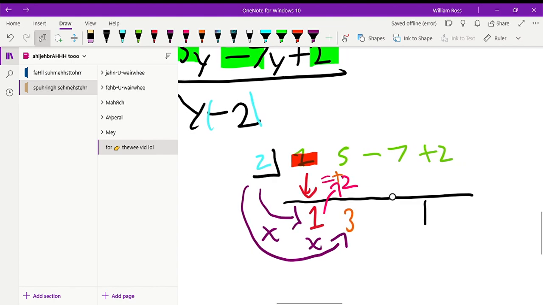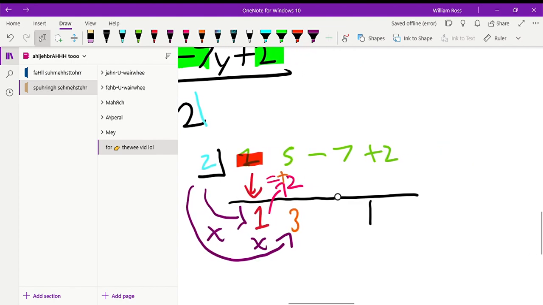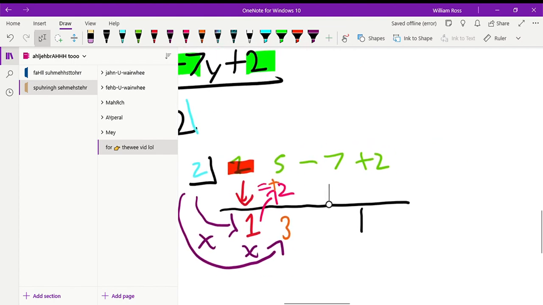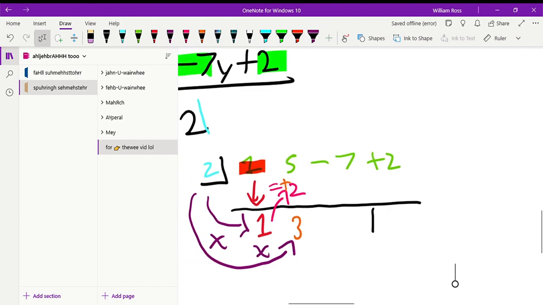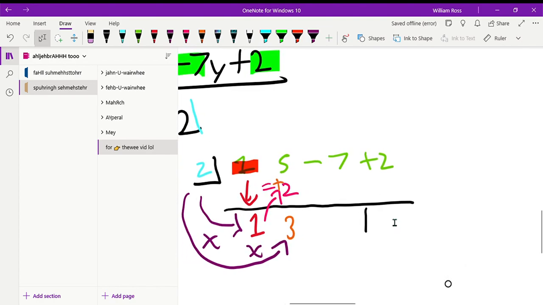Can my stylus work? Oh my god. Stupid stylus. Oh my god. There.